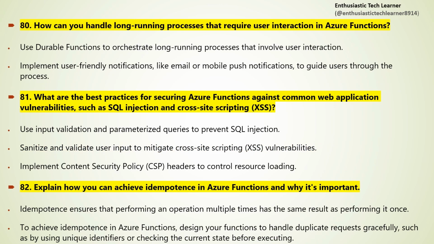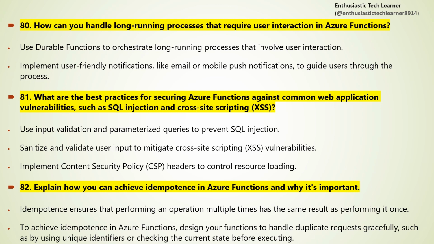How can you handle long-running processes that require user interaction in Azure Functions? Use durable functions to orchestrate long-running processes that involve user interaction. Implement user-friendly notifications like email or mobile push notifications to guide users through the process.